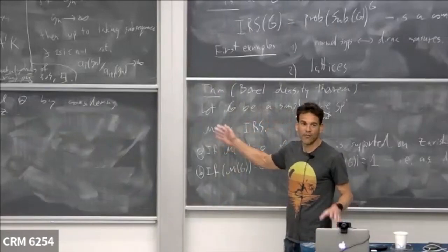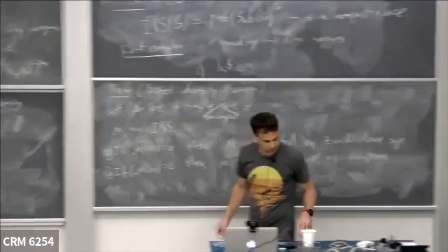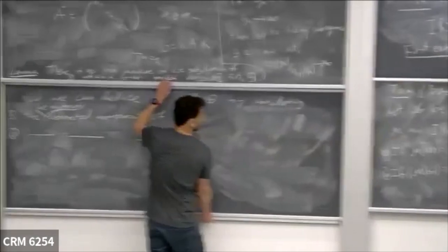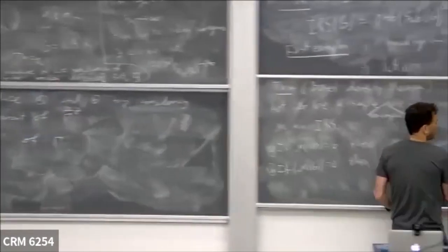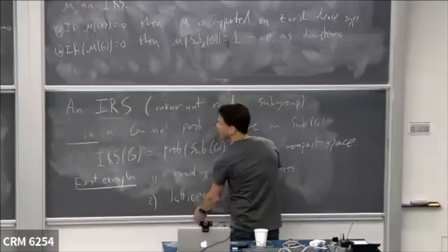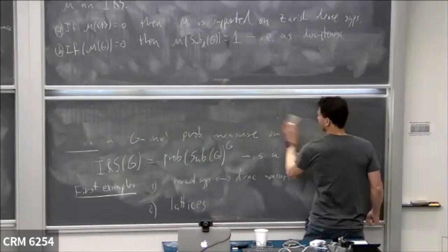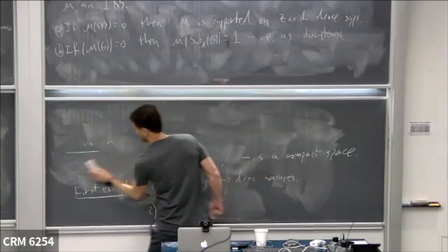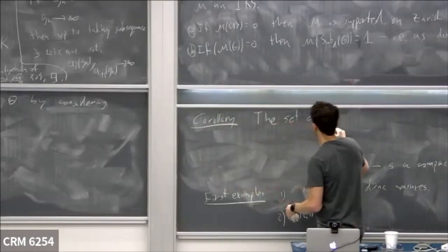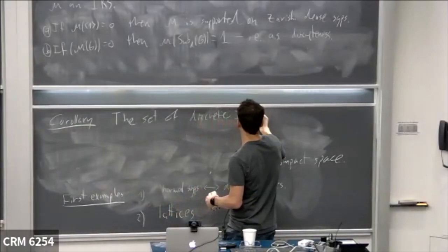Let me just tell you now one nice consequence for lattices from this. The first corollary that we see: since G is an isolated point, any invariant random subgroup without an atom at the full group must be supported on discrete subgroups. So that's a nice corollary. The set of discrete IRS is compact.